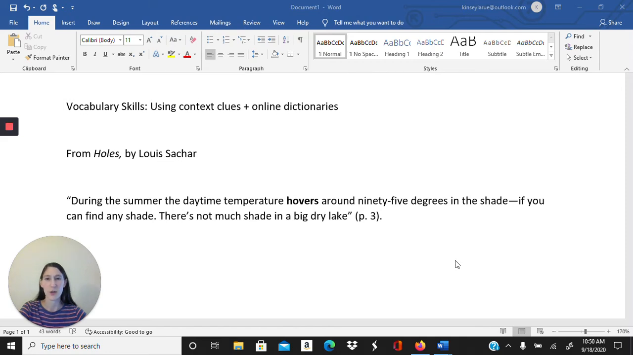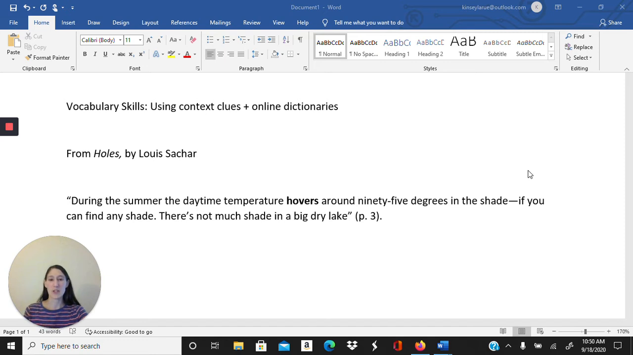Hi, in this video we're going to be discussing vocabulary skills of using context clues as well as using online dictionaries. So kind of combining those two skills to get more understanding and more information about a word, okay? Ultimately, both of these can help you to do the mental work of trying to understand the word, and it's going to help lodge it in your brain better, so you're actually going to remember the word. That's the important thing.